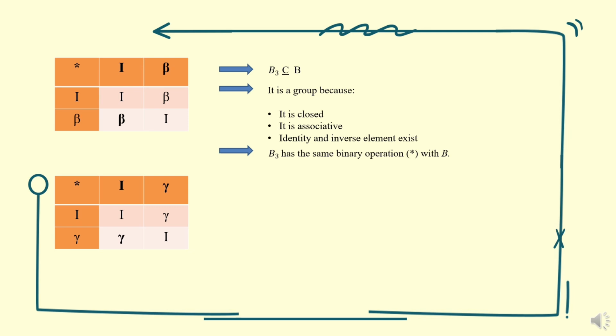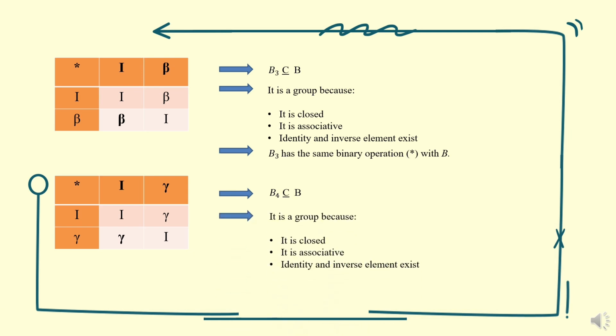So next one, Roman numerals 1 and gamma under the binary operation star is a proper subgroup. So B4 is a proper subgroup of B. Why? Because it is grouped because first one, it is closed. Yes, it is closed because all the partners, if we partner Roman numerals 1 star y, the answer will become gamma. That's why closed siya. Okay, so it is closed.